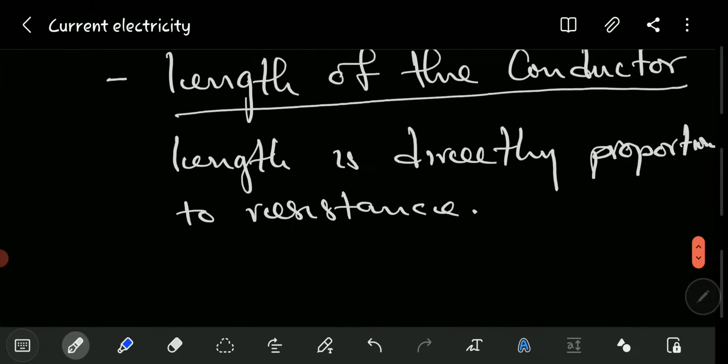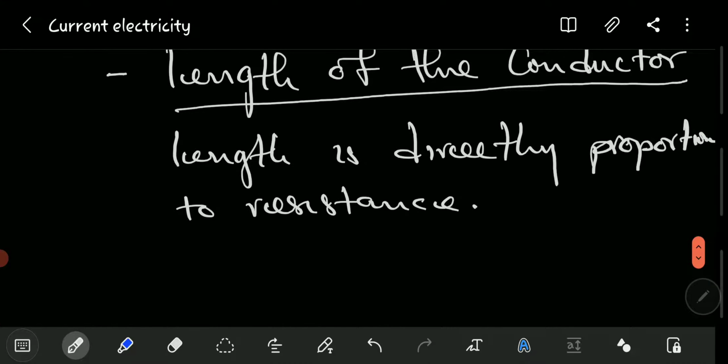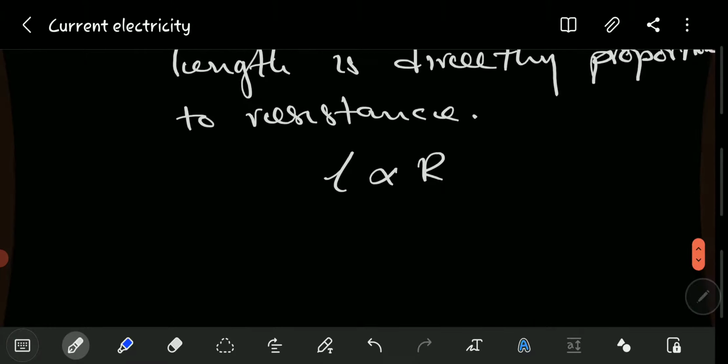Length is directly proportional to resistance. Again, we have L is proportional to R, is directly proportional to R.